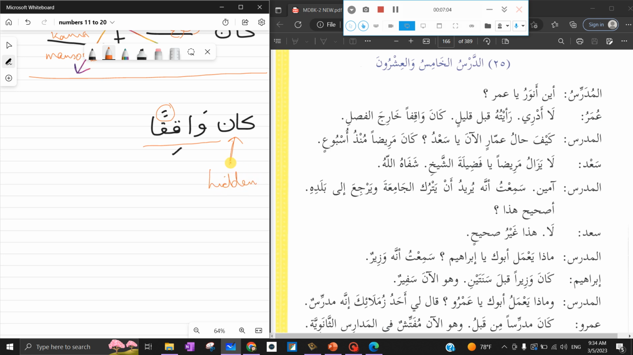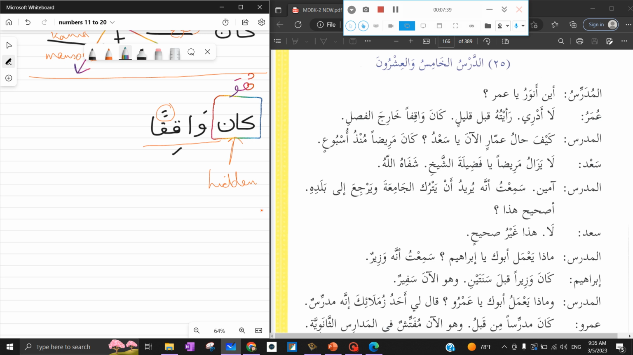Why is it hidden? As we know, kana is a fi'l naqis. Naqis means something missing. So fi'l naqis, and inside it is a hidden damir, which we call damir mustatir. What is hidden here? Huwa. The damir huwa is hidden in kana. So in this case we will say ism kana damirun mustatirun taqdiruhu huwa. This is our i'rab for ism kana.